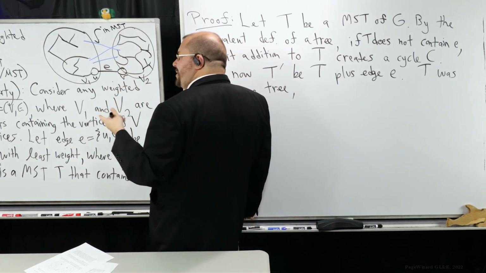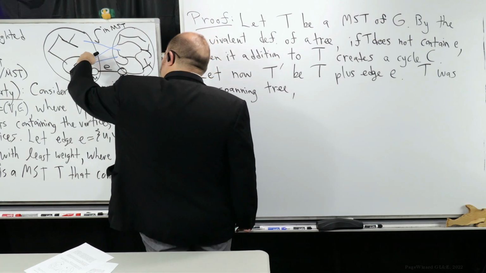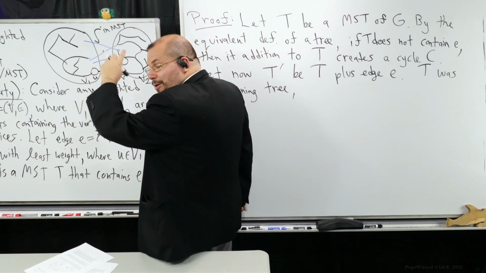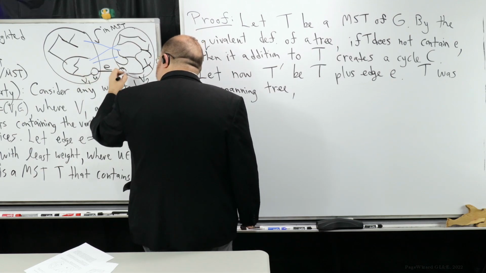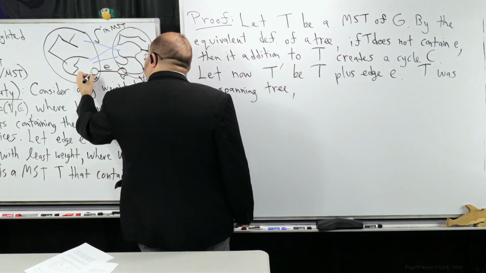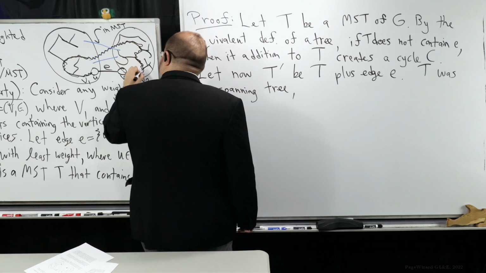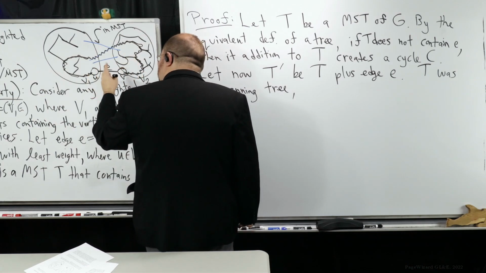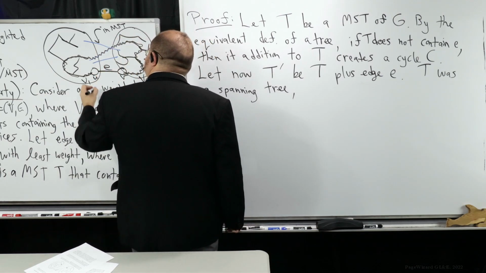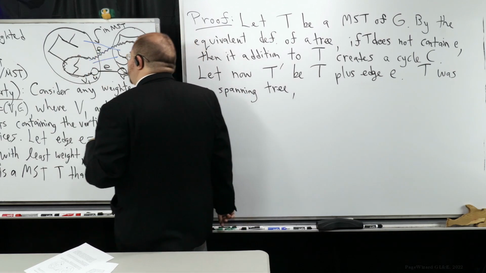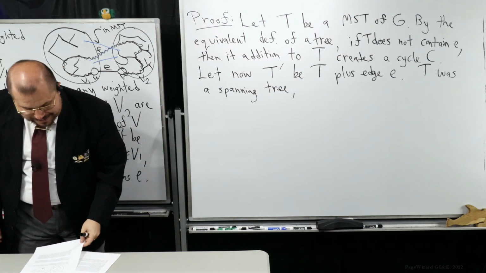Because of the way we've constructed this, there had to have been some path. Remember, a tree has unique paths that go from one vertex to another, right? So that means that there has to be a path from U to V, but not using E in T. So there's going to be some pathway that gets me back here. Then when I put edge E in, I get a cycle. That's my cycle C. My claim is that there's an edge that's a part of the minimum spanning tree. Suppose that's F. I'm going to give that a name. And let's see what happens now.